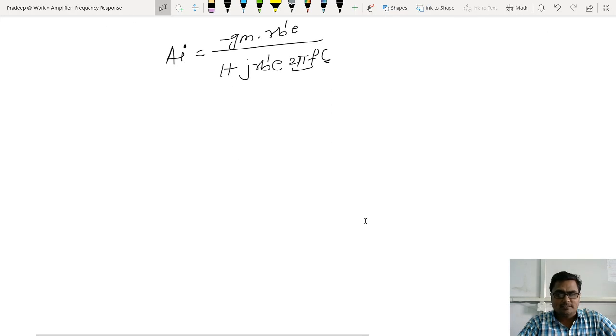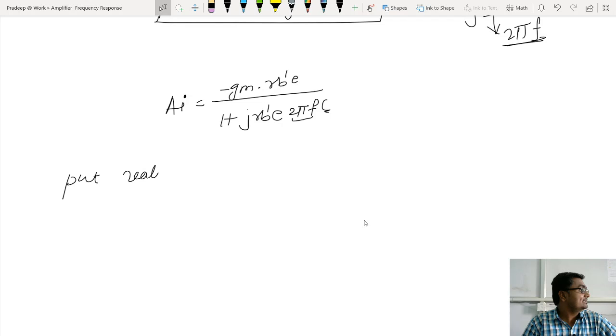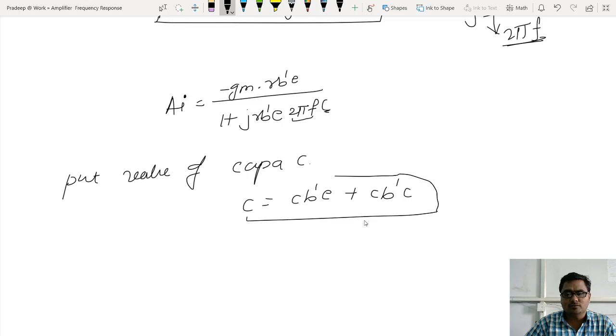So now here also I can put the value of C. Yes, I can do that. Okay, let's do it then. Now put the value of capacitor C. What is the value of capacitor C? C is equal to C B dash E plus C B dash C. That's what it is. If you want to, you can put the value of C here itself in the above equation.